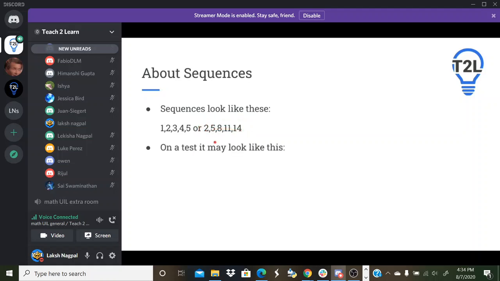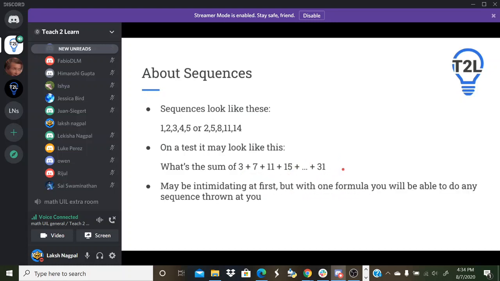On a test, you'll often see questions about sequences like this. What's the sum of 3 plus 7? And so this is a sequence, and it increases by 4, and it starts at 3. So the first term is 3, the last term is 31, and the step size is 4, because that's by how much it increases.